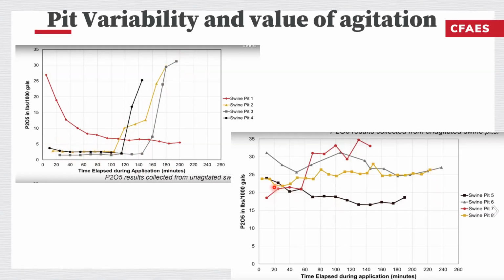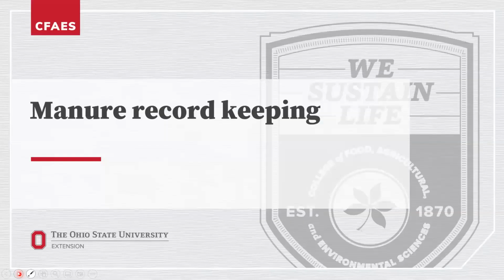With agitation, it's not as variable, but we do still see some variability, some differences between these pits. So pit 7, they stopped agitation after the first hour, and then it spiked and then kind of leveled off, which was strange. But there's still a lot of noise with that agitation, just not quite as noisy and bouncing as what our unagitated pits were. We're going to skip the questions and do those all at the end.